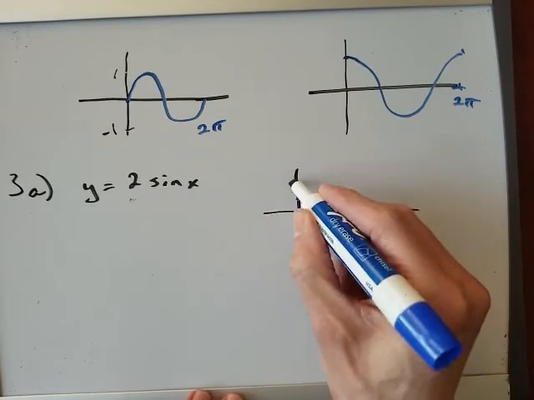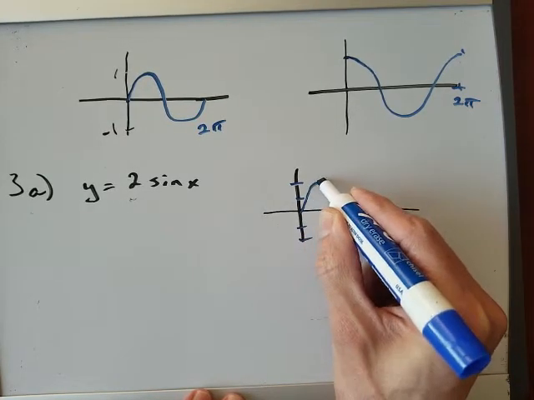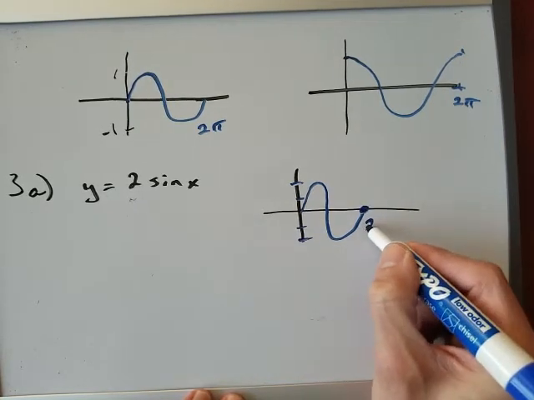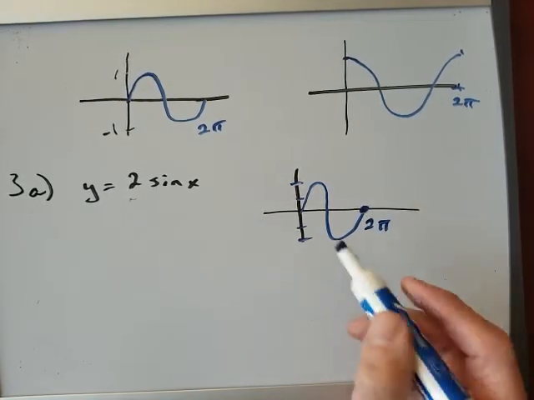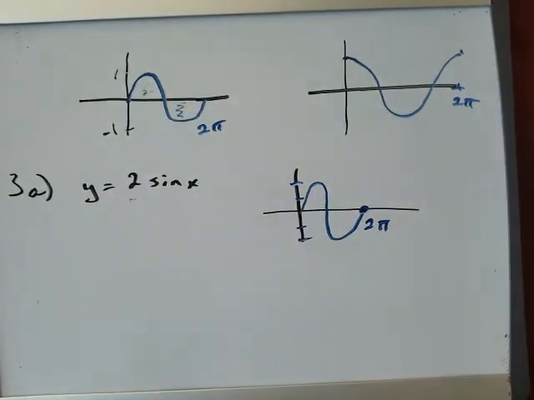What would happen is, instead of going up to just 1 and down to -1, the graph of sine would go up to 2 and down to -2, and then still repeat itself at 2 pi. My apologies for my messiness. This graph is supposed to be symmetrical. This is supposed to be the exact same size as this.